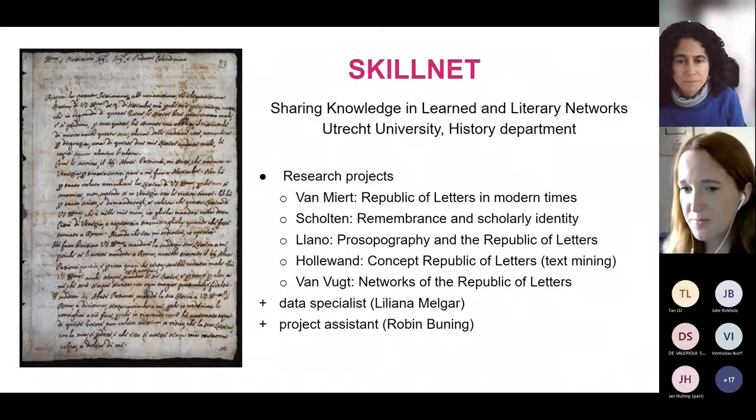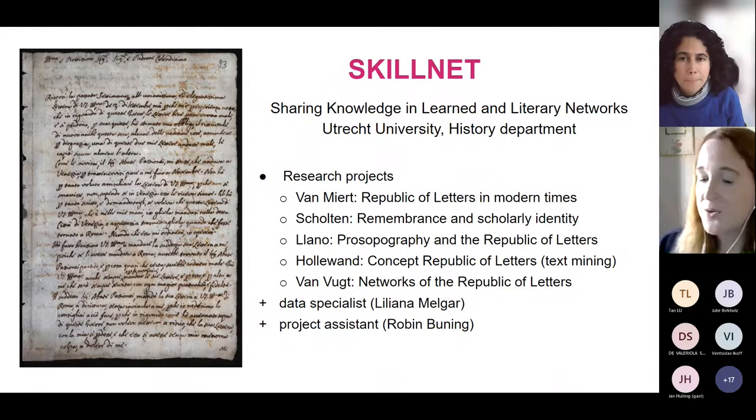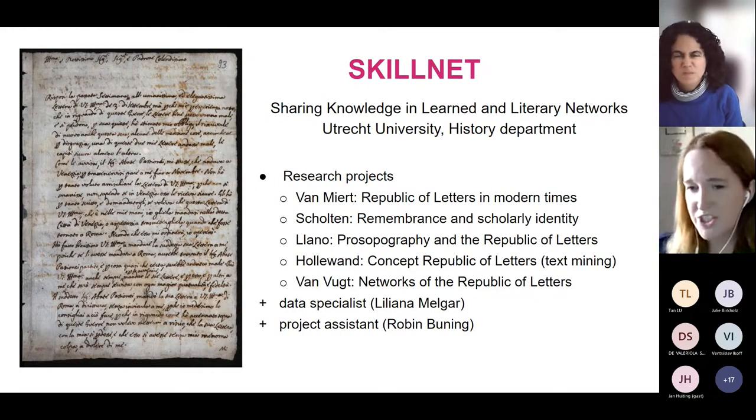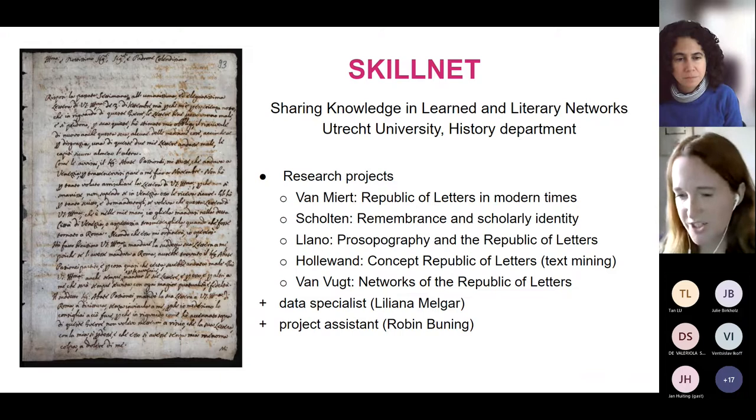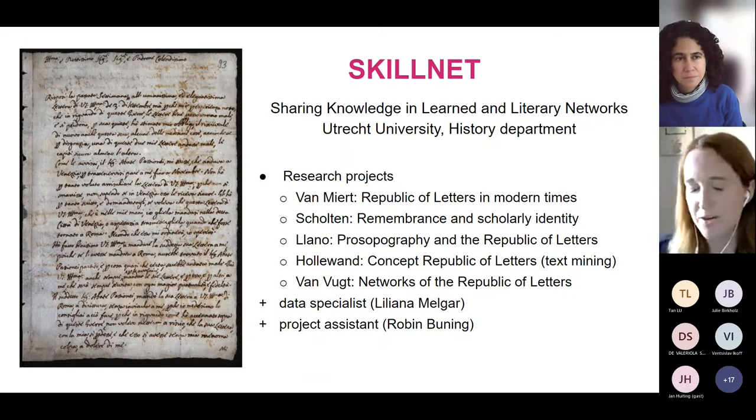This can be through text mining, for instance, as my colleague Karen Hollemans is doing. She's looking at how the concept of the Republic of Letters has changed over time in a large corpus of correspondence. Or we're using networks. In my research, I use network analysis to understand more about the structure of the Republic of Letters. And we will see how I do this. This will be the focus of this presentation.